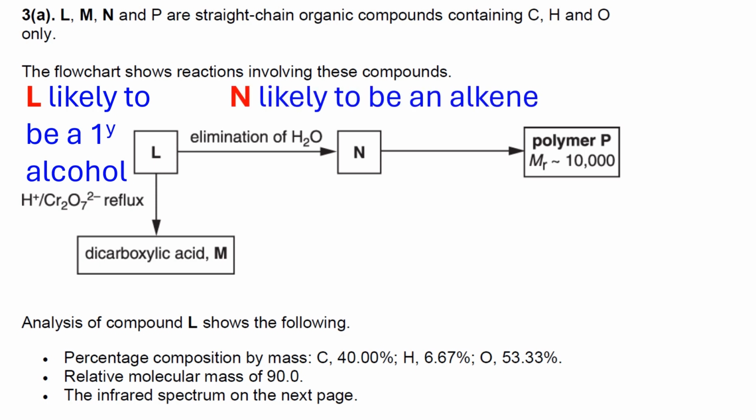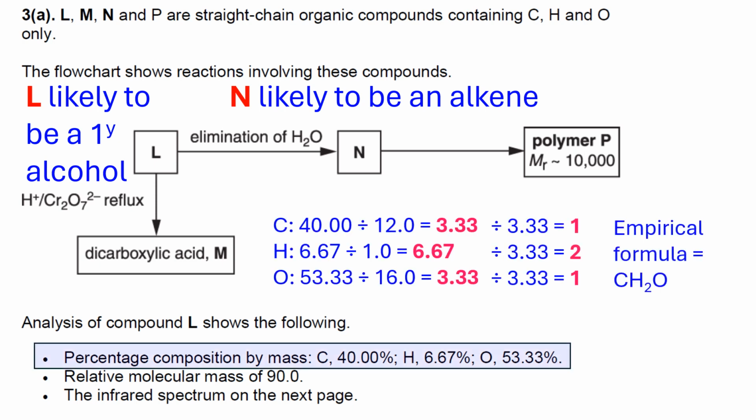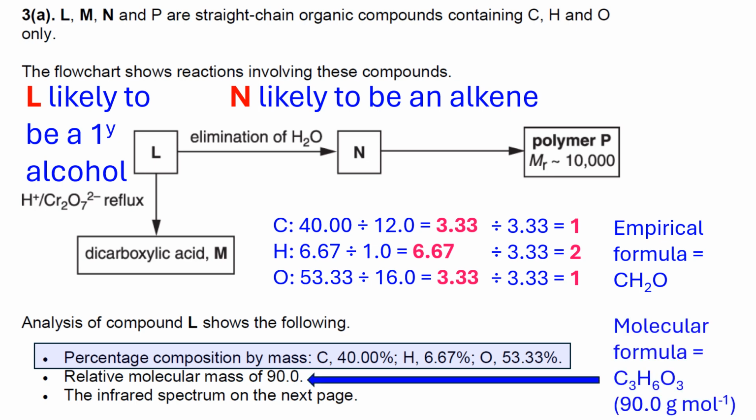So if you eliminate H2O from a primary alcohol, you're going to end up with an alkene with a C=C double bond at one end. So that's what N is likely to be. So taking the percentage composition by mass, we can work out that the empirical formula is CH2O. But CH2O doesn't add up to 90, it adds up to 30. So the molecular formula is C3H6O3. So I've had to use the relative molecular mass of 90.0.